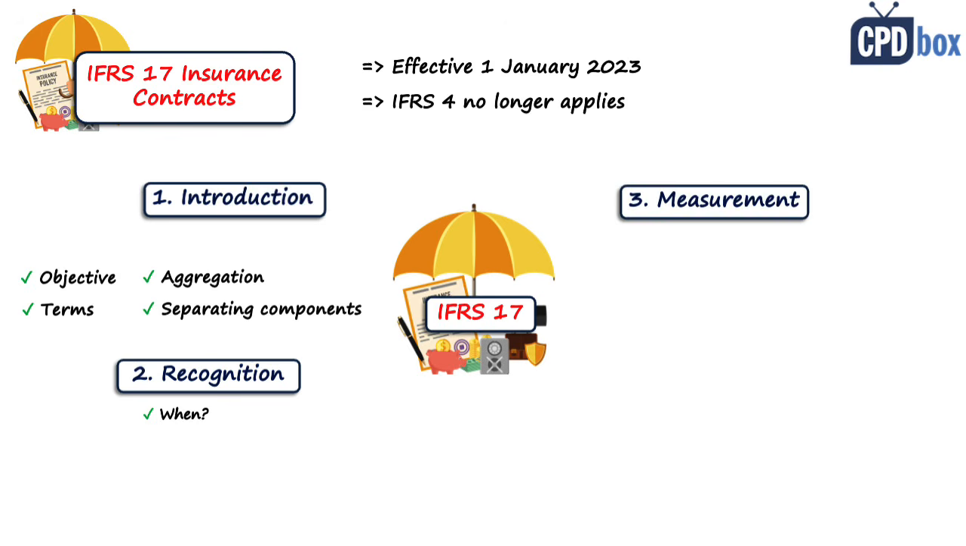Then we have measurement, or the amounts that you should recognize with respect to the insurance contracts, both initially, so when the contract is generated, and subsequently in the subsequent reporting periods. And IFRS 17 guides us in two major approaches, general approach and premium allocation approach. But of course, we have also variable fee approach, modified general model, and other.